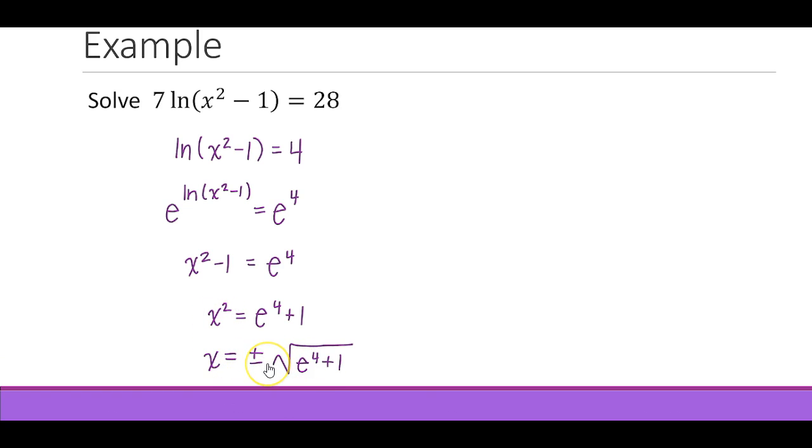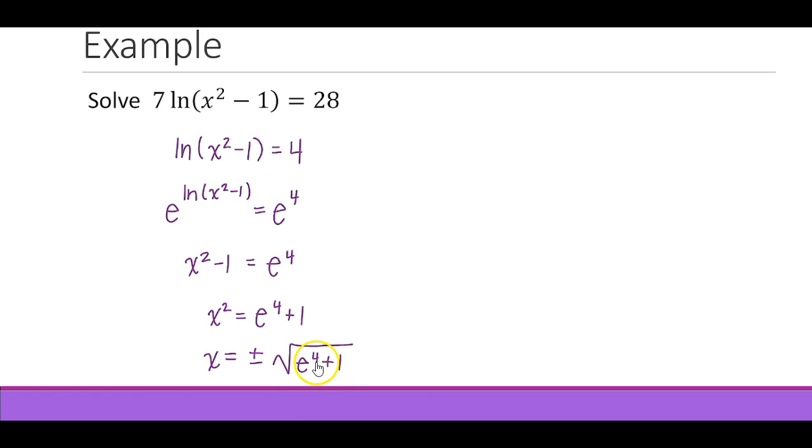So I have plus or minus, I have two different possible solutions, the square root of e to the 4th plus 1. So in both of these cases, both the positive and the negative aren't going to create a problem inside the original logarithm. So here I'm taking those values, positive and negative, and squaring them. So squaring them is going to make them positive, that's fine. So as long as it's greater than 1, I'm not going to have a problem. And this number is definitely going to be greater than 1.